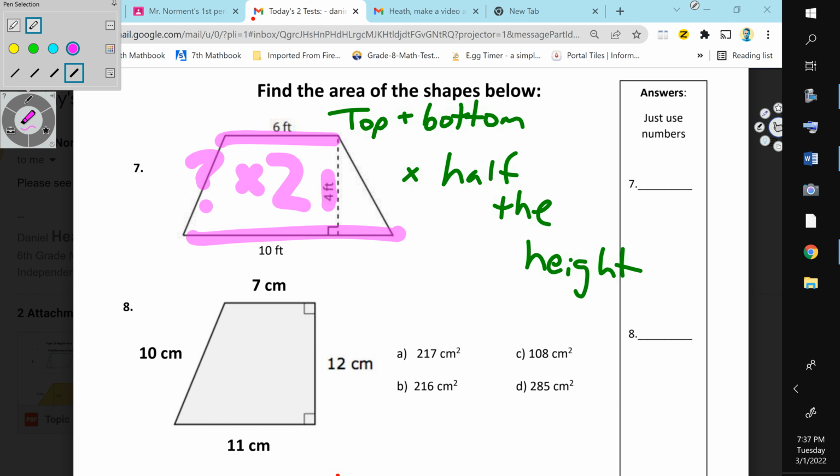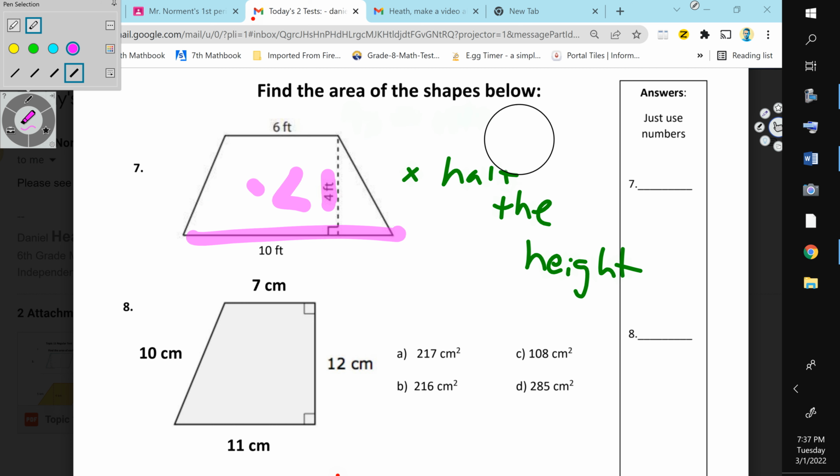Half of 4 is 2. Let me say it one more time. I did top plus bottom, 6 plus 10, times half the height, which is half of 4 is 2. You multiply those two, you get your answer. Do the exact same thing for number 8, and you will be fine, okay?